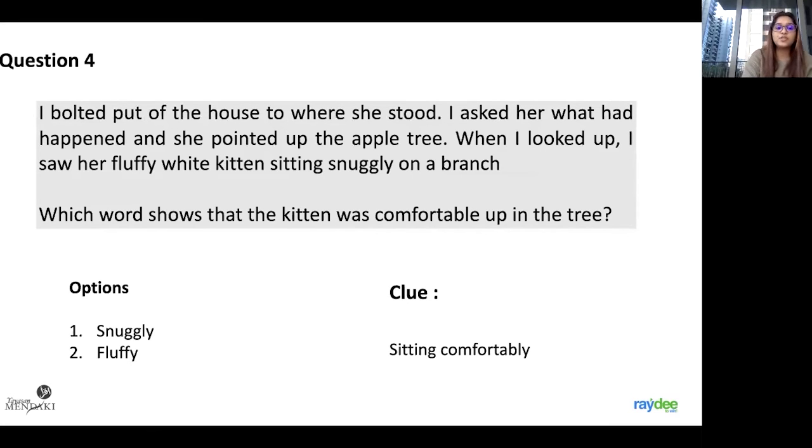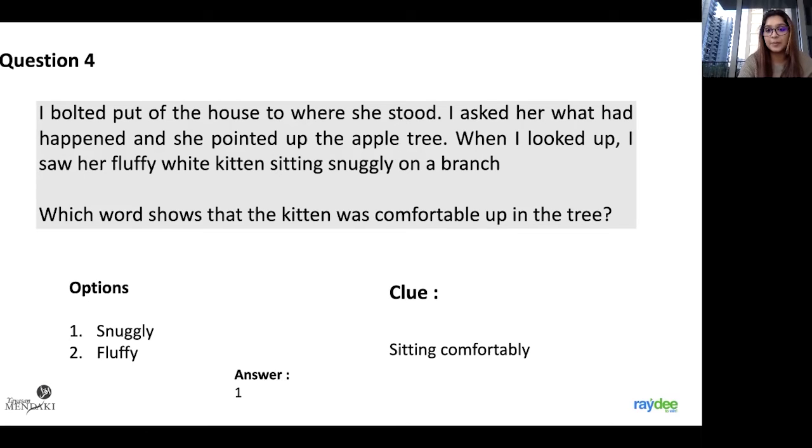Okay, the next one, question 4. The question here says, which word shows that the kitten was comfortable up in the tree? So we have to look for the clue. The clue would be sitting comfortably, right? She pointed up at the apple tree. When I looked up, I saw her fluffy white kitten sitting snugly on a branch. So you must tell the students that sitting snugly means you have found your sweet spot, which means you have found your most comfortable position. So which word shows us that the kitten was comfortable up in the tree?